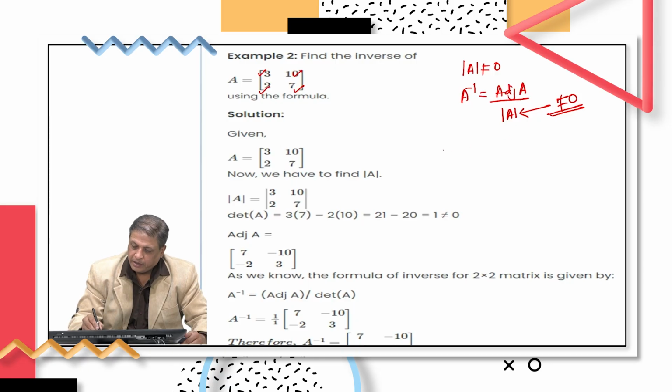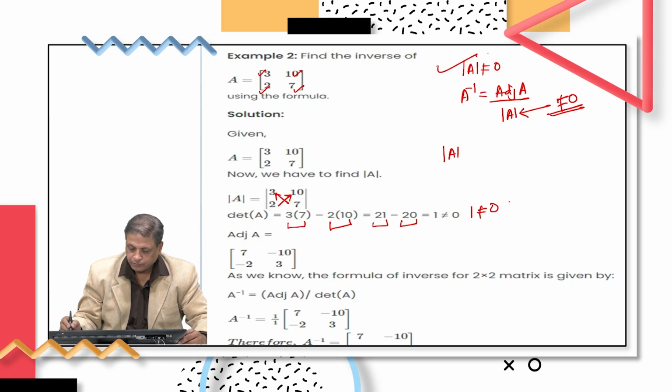So the determinant of A will be equal to this into this minus this into this. So 7 into 3 minus 2 into 10. That means 7 times 3 is 21, minus 2 into 10 is 20, and 21 minus 20 is 1, which is not equal to 0. So one condition is satisfied.